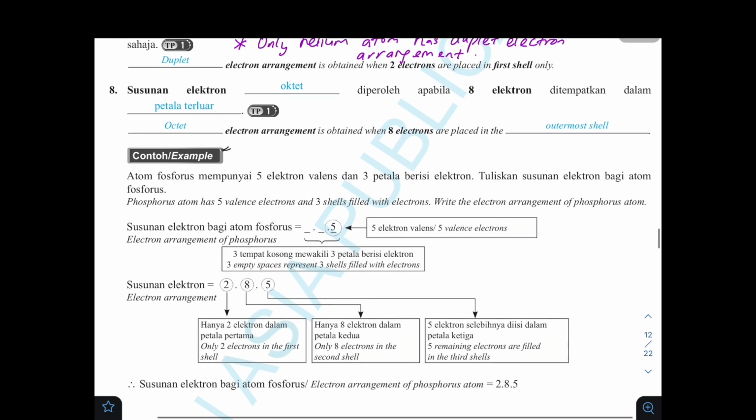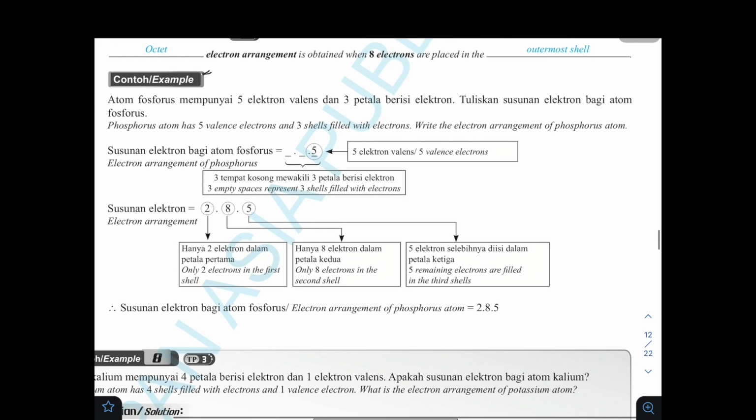Okay. I'll give you another example here. Example, phosphorus atom has 5 valence electron and 3 shell filled with electron. Write the electron arrangement of phosphorus atom. So, dia kata phosphorus atom ni ada 5 valence electron and 3 shell filled with electron. So, macam mana kita nak tuliskan dia punya electron arrangement? So, kita start dengan 5 valence electron. Kita tuliskan 5 valence electron ini.